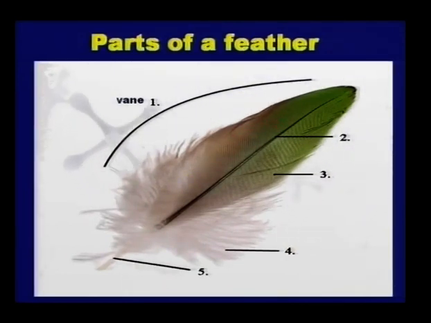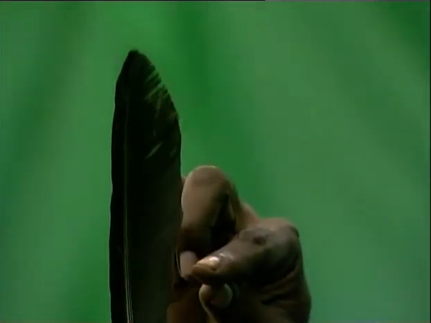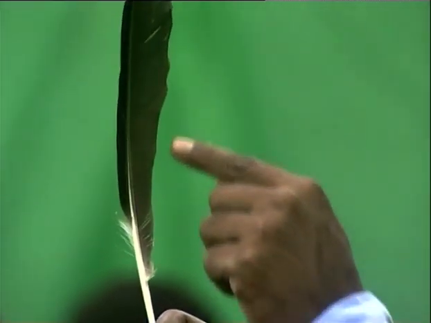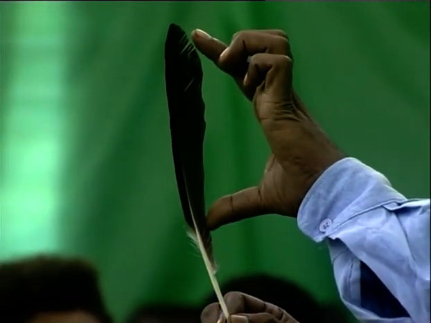V-A-N-E. That is the whole length of the feather. The vane of the feather covers the whole length there. When you see your feather, the vane covers this whole length here, from the top right down to about there. That's the vane of the feather.